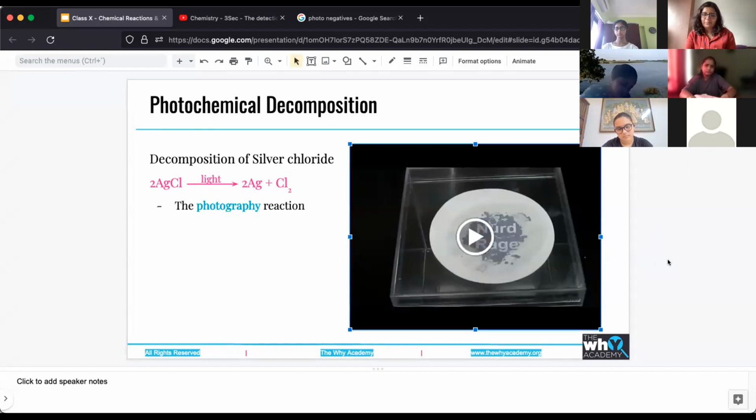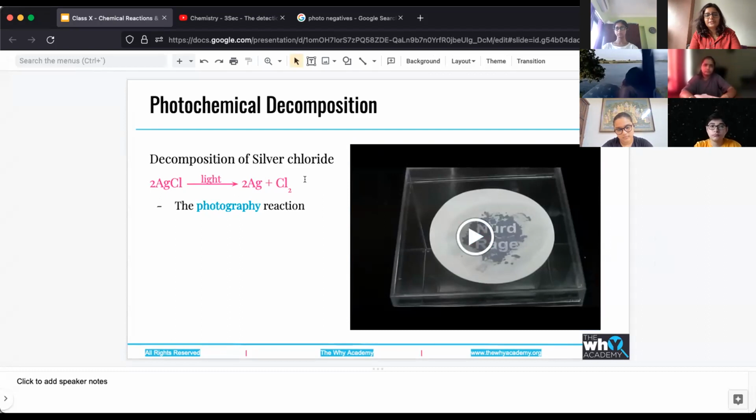Okay. But yeah, just for your information, for now, decomposition of silver chloride, silver bromide, these salts are basically used in photography because they're light sensitive. So that's their application.